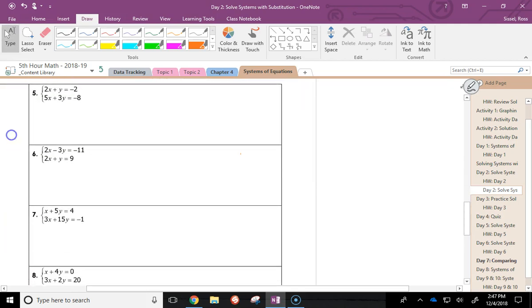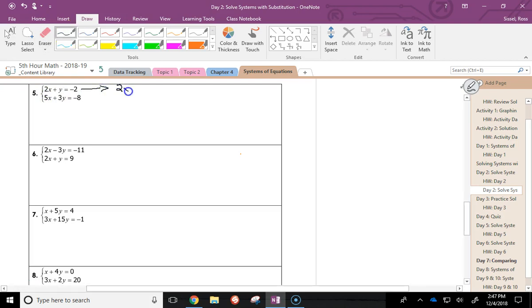Okay, number 5, the difference is I have to do step 1. There is no x equals or y equals. However, what I am going to look for here, if I look at x's, my coefficient is 2, and 5 is my coefficient in front of x. Here I have 3y. On this one, though, I only have 1y. So that's going to be a little bit less work. So I'm going to choose the first equation to solve for.